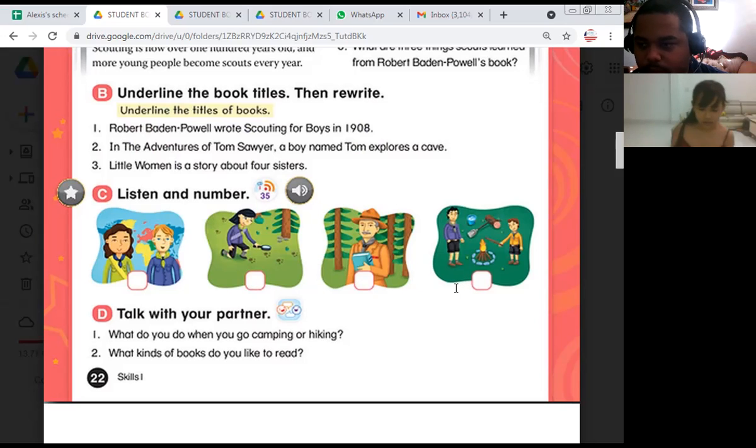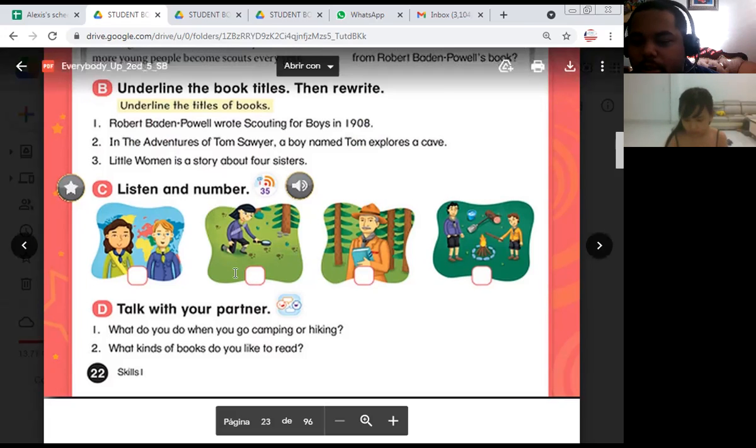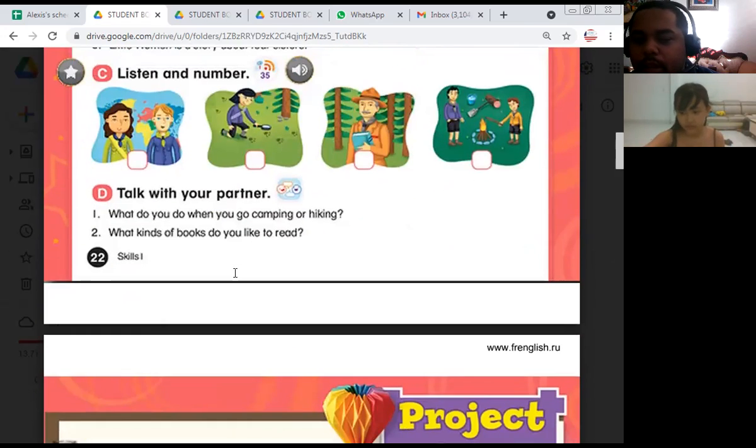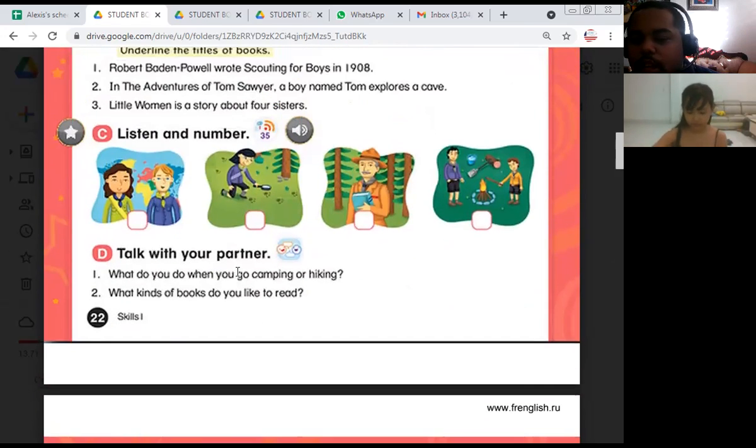Okay, they are setting up a campfire. That is correct. So here we have the following. Okay. So let me ask you those two questions, Bonnie. I want you to tell me, what do you do when you go camping or hiking? Have you ever had the opportunity to go camping?